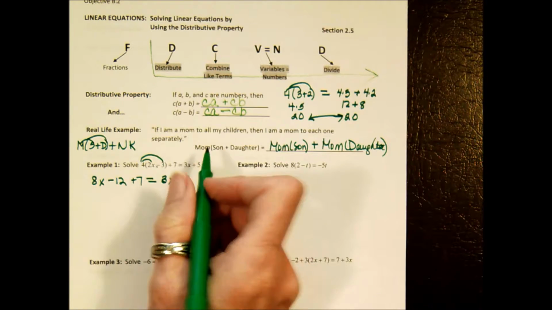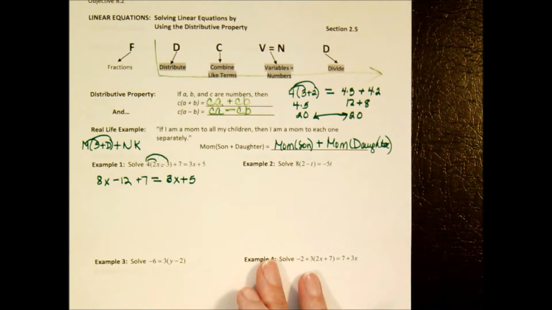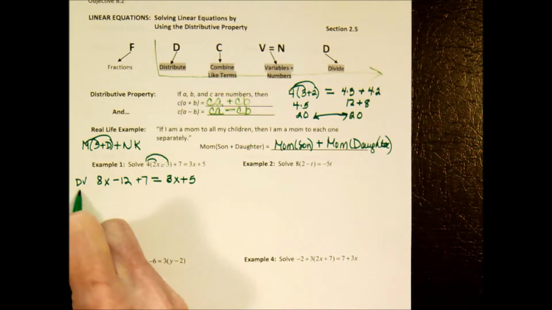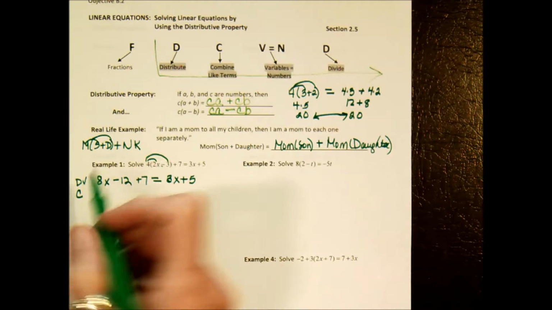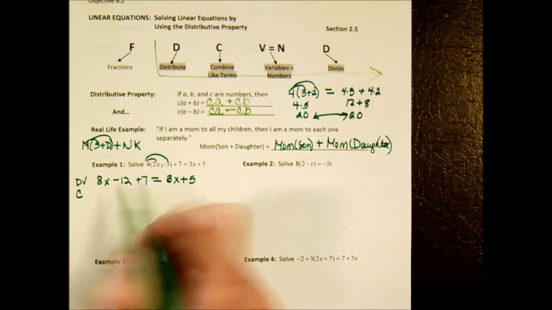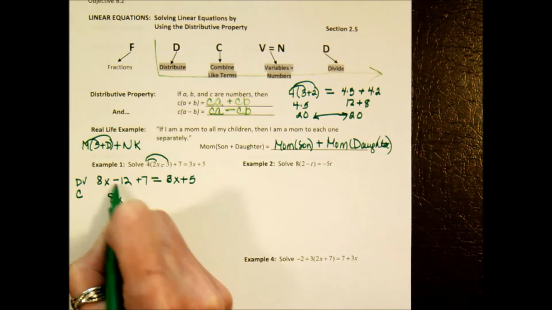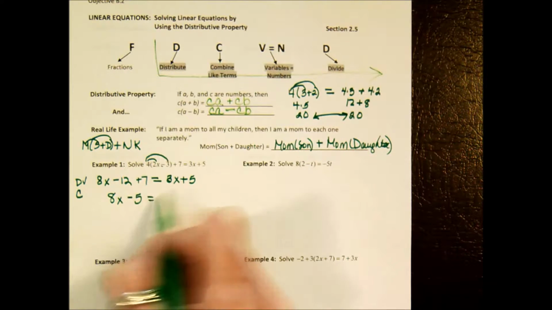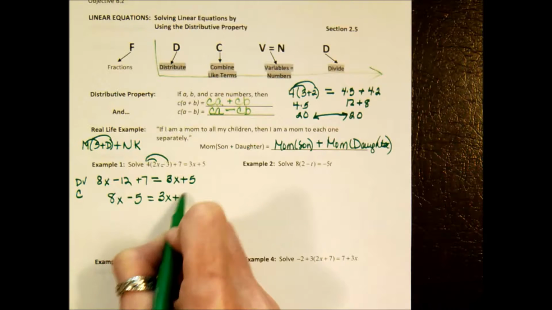So now if I'm keeping track of my steps, which we want to do, we distributed. Now next comes combine like terms. So let's look at the left. Are there any like terms on the left? Yes, there are. So I have 8x. Negative 12 plus 7 is negative 5. Are there any like terms on the right side? Nope. So I just keep writing the right side. I write it again.